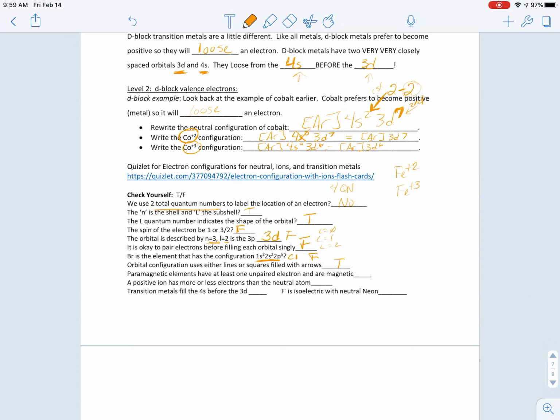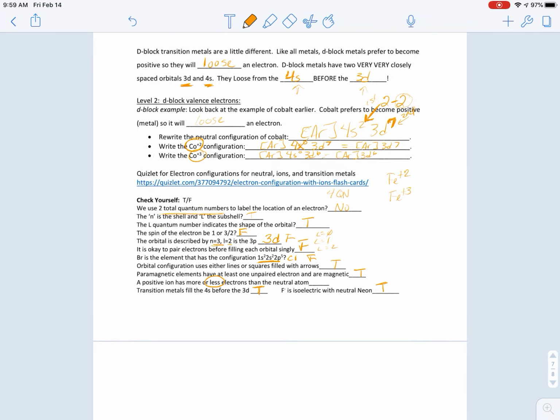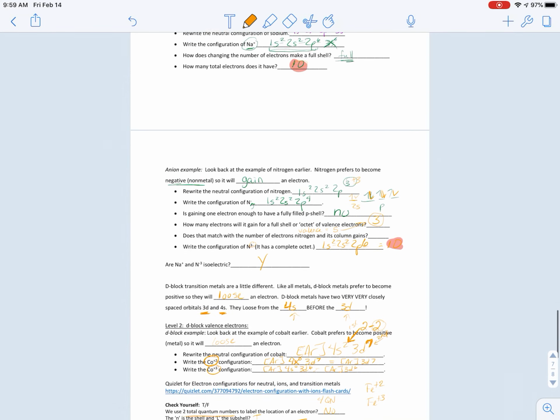Paramagnetics have at least 1 unpaired electron and are magnetic. That is also true. A positive ion has more or fewer electrons than the neutral? If it's positive, it's lost some negative thing, so it has fewer. Transition metals fill the 4s before the 3d. It does fill the 4s first. And F minus, when you go back and do the configuration, you'll see that that is also isoelectronic with neon.